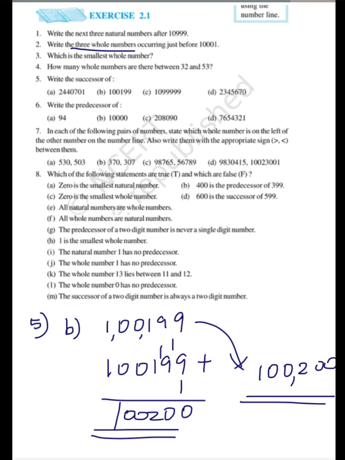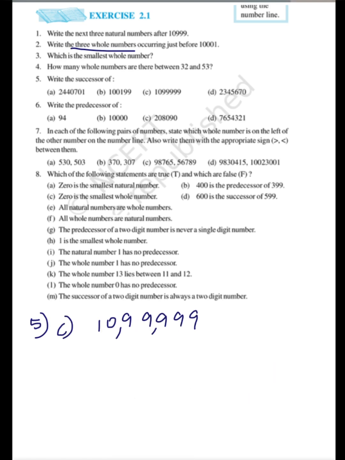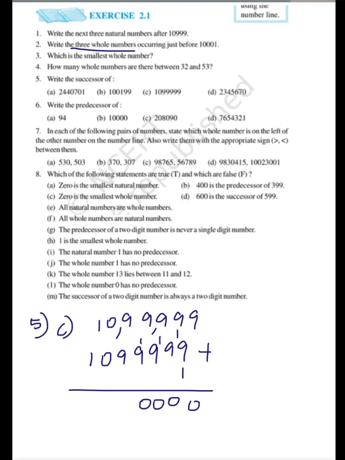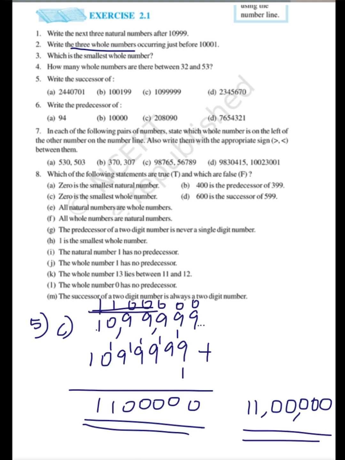Now let's see C. 10,99,999 is the question. Now you have to find the successor. So you know that in order to find the successor, you have to just add 1. Then what will you get? 11 lakh. Okay, 11 lakh is the answer.